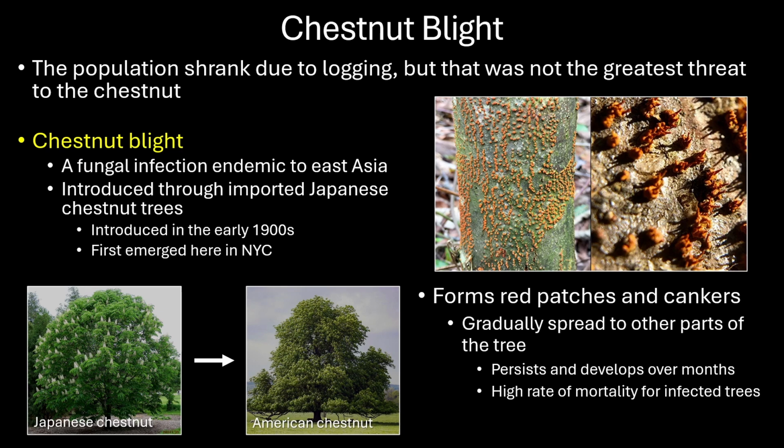Now, this disease causes red patches and cankers to form on the trunk of the tree. And these patches can gradually grow and spread to other parts of the tree. This disease can persist for months and months. It's got a very high mortality rate. So when a tree is infected, it is very likely to die of that disease.